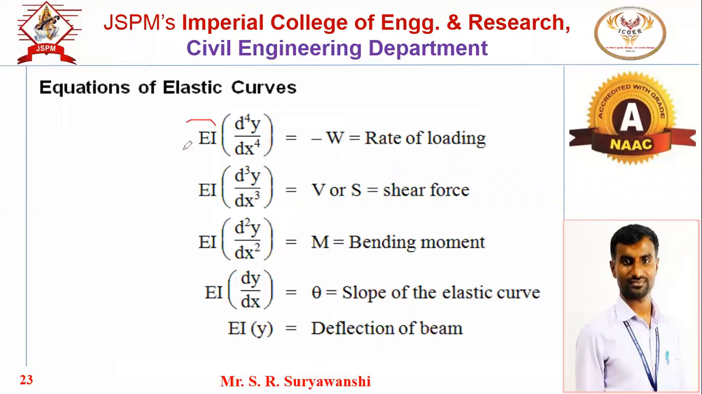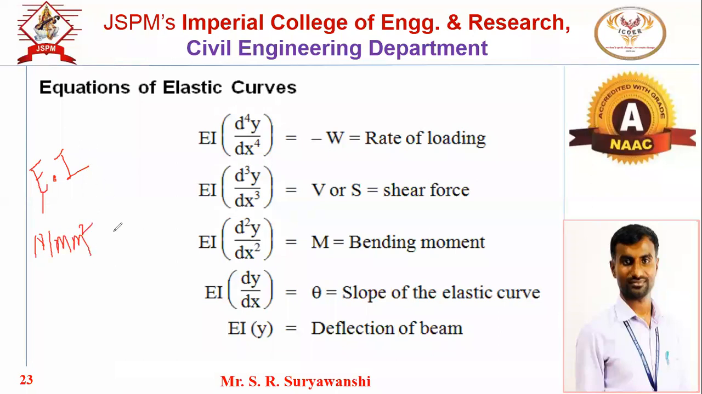Now, what is this EI? Flexural rigidity. Very good. It is the product of Young's modulus and moment of inertia. Right? Now tell me, what is the unit of Young's modulus or modulus of elasticity? Newton per mm square. Yes, very good, Newton per mm square.